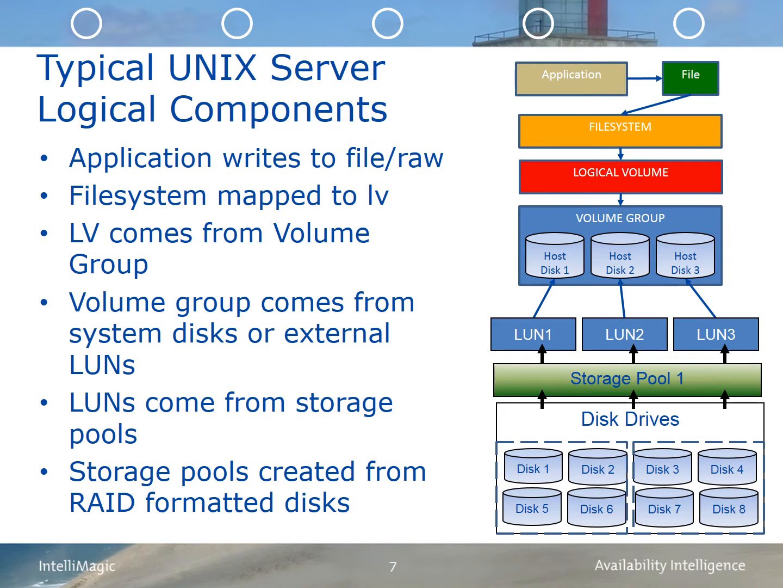From a Unix perspective, the application will access a file residing on a file system, and typically that's mounted on some kind of logical volume, which in most cases is coming from a logical group of storage called a volume group. And within that volume group, there are host virtual disks, or what the host believes to be physical disks, that actually point to external LUNs. Those external LUNs are coming from storage pools, which reside at some level on some type of RAID formatted disk drives. So that's an overview of the logical components from the server perspective.